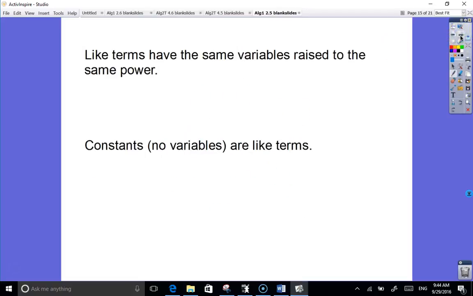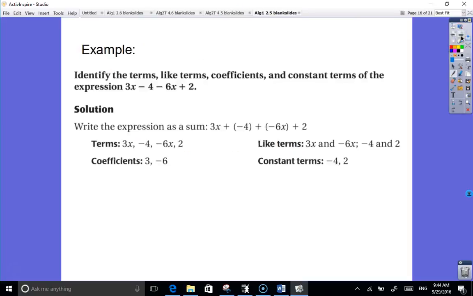Like terms means that they have the same variables raised to the same power. And even if you have 2 constant terms, those are like terms. Were you presented with like terms in the past as a concept? Okay. In this problem, I think you have two homework problems like this.